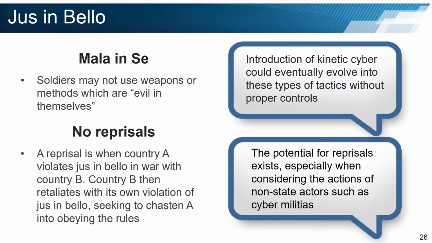The tenet of mala in se states that combatants should not use weapons or methods which are evil in and of themselves. An example of this type of warfare would be the Nanking Massacre during the Second Sino-Japanese War in 1937, during which mass murder and mass rape were committed by the occupying Japanese troops. Nuclear and chemical weapons also fall under this tenet.